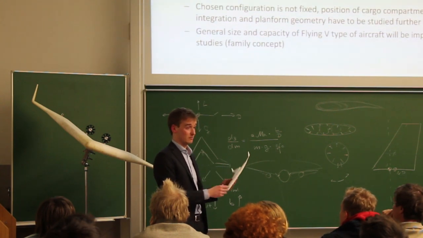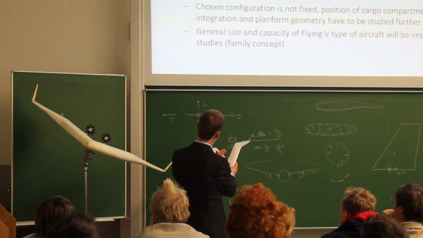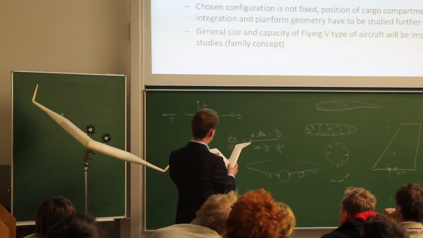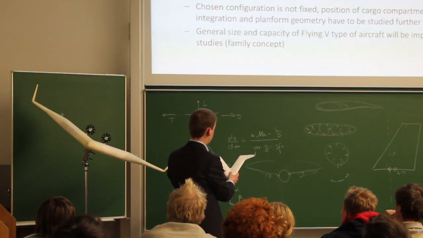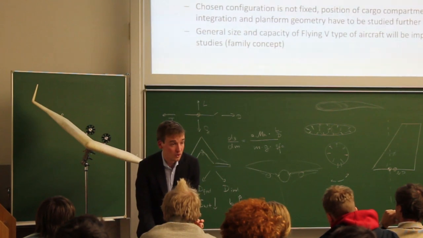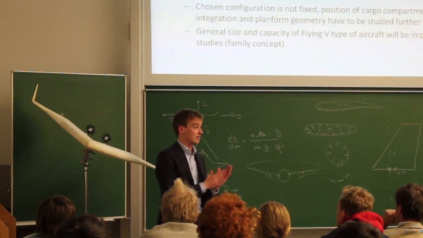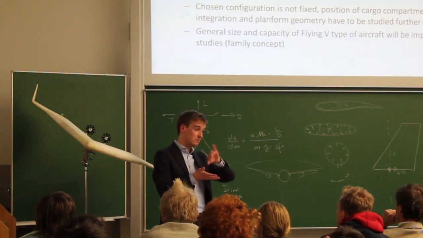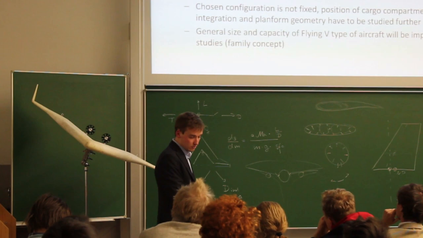Then a family concept. Could we maybe cut out here and just move it there, like this? So create a small aircraft, a bigger aircraft, with just changing that aircraft very easily. It seems to be more conventional than the blended wing. So that tube building scenario seems more conventional. All right.